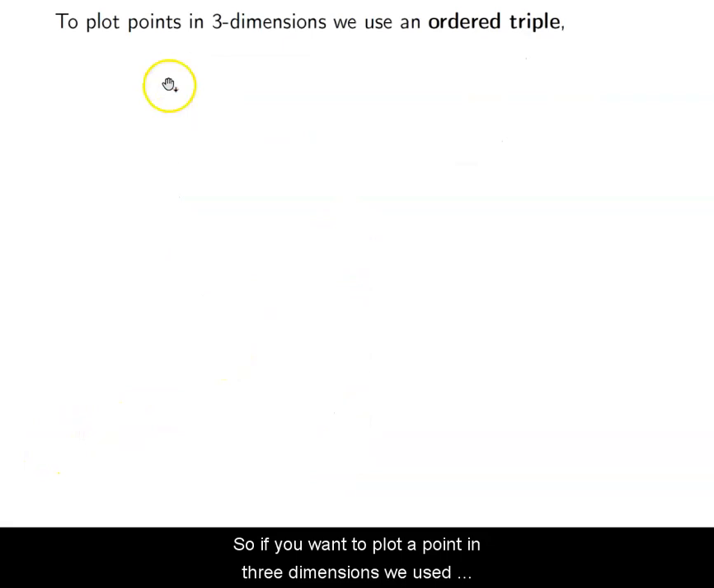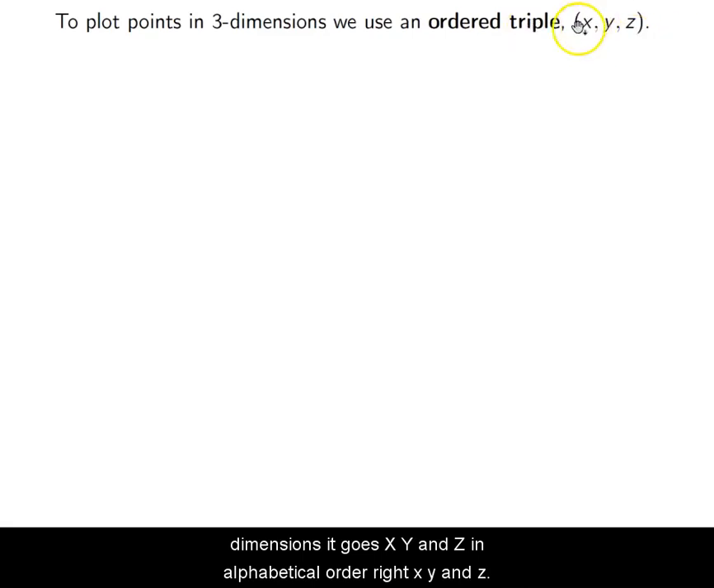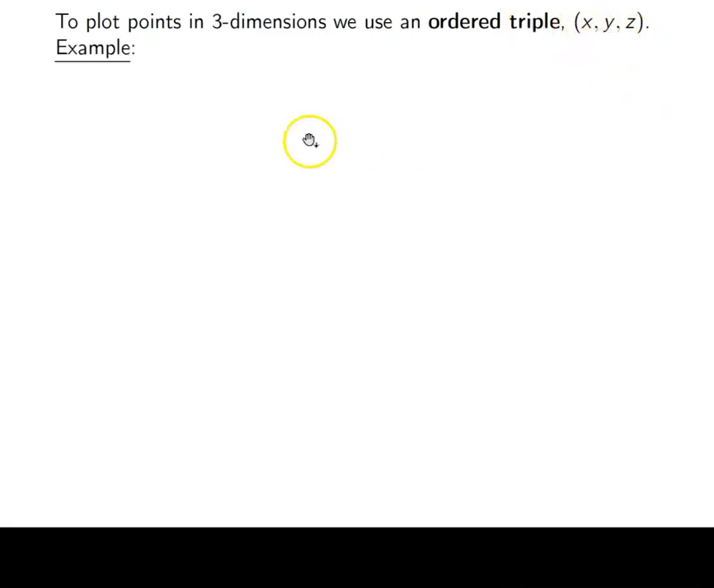If we want to plot a point in three dimensions, we use what's called an ordered triple. Before we were using an ordered pair, an X and a Y. Now we just have a third term, Z, which is the last term. Just like in two dimensions, where the order we moved was X, Y, for three dimensions it goes X, Y, and then Z. It just goes in alphabetical order. So let's do an example.